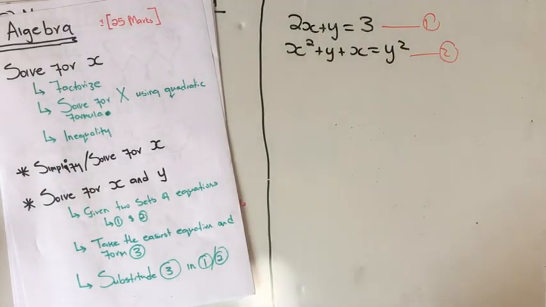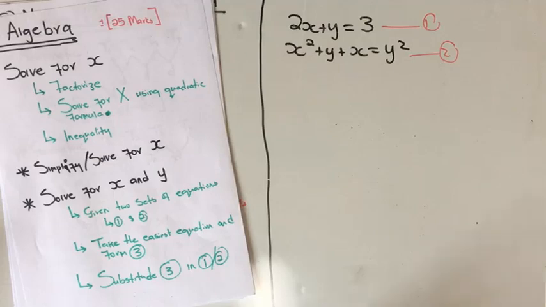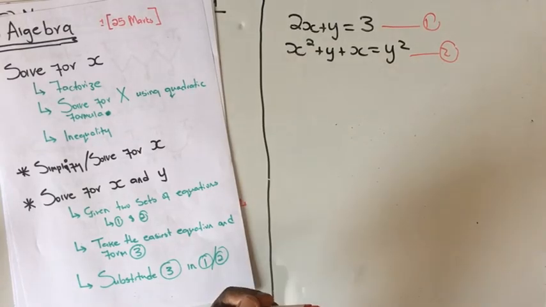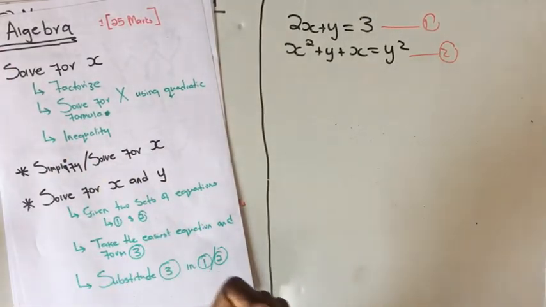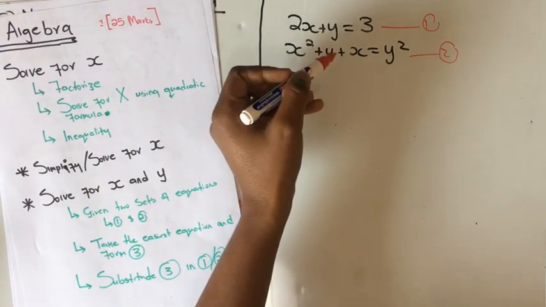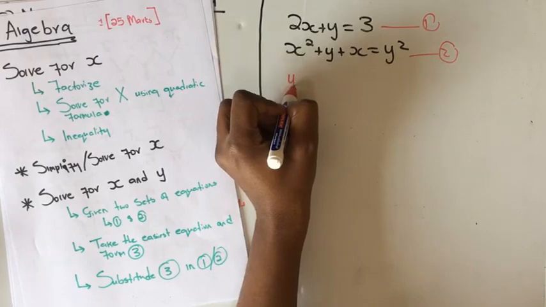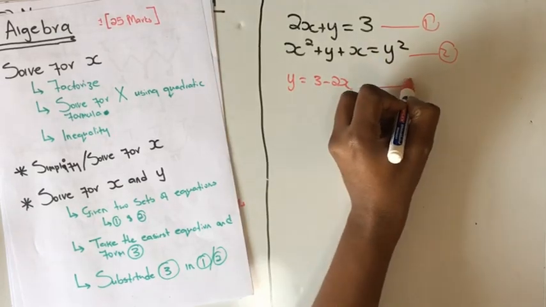Now you want to create equation 3. How do you create equation 3? You look at equation 1 and equation 2, and then you look at the easier, simpler one, and from that simpler one you create equation 3. By looking here, I can say equation 1 is looking a bit simpler than equation 2. So how can I make equation 3 out of that? I make either x or y the subject of the formula, depending on how easy it is. I can see y is easy to make the subject, because I can easily say y is equivalent to 3 minus 2x. I just took the 2x to the other side, so that gave me equation 3.